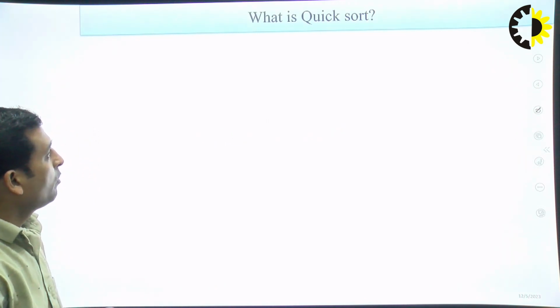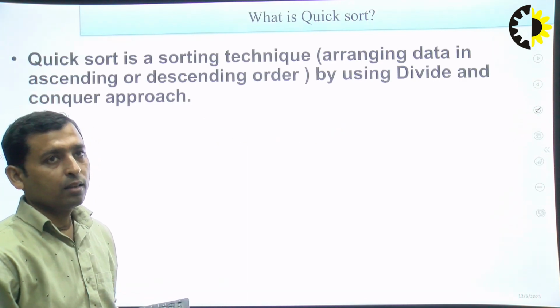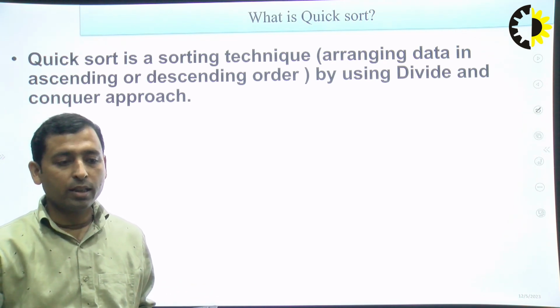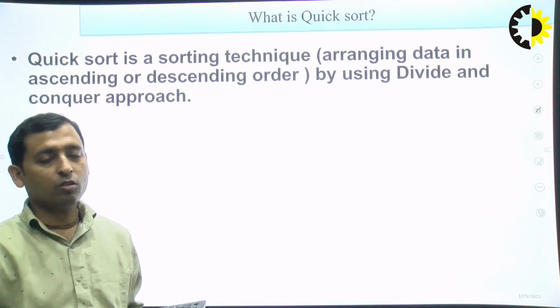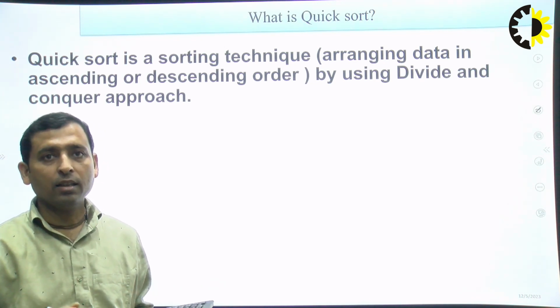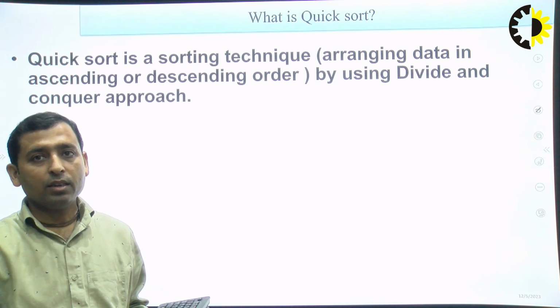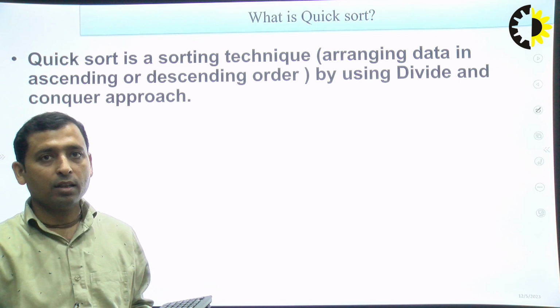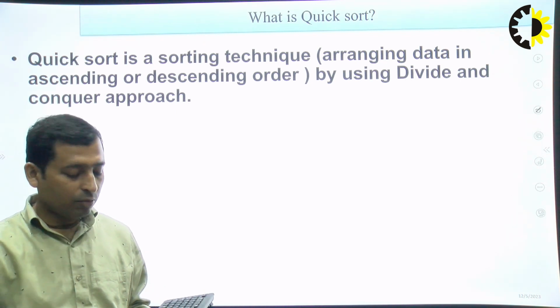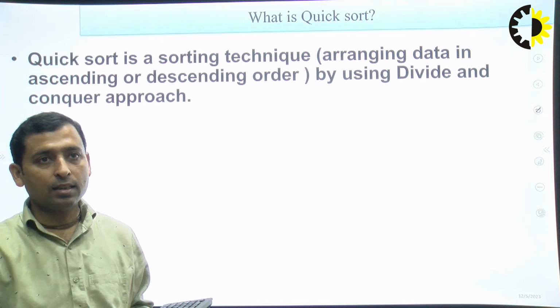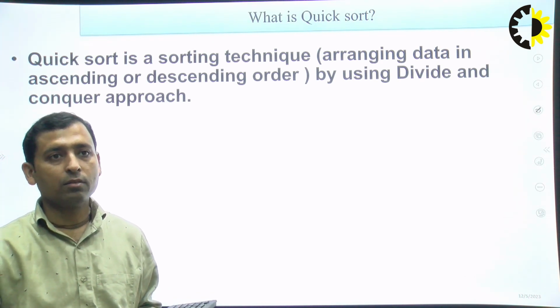Now, what is quicksort? Quicksort is a sorting technique. There are many sorting techniques, of which quicksort is one, and this is the most important sorting technique, and a very fast technique. It works on the divide and conquer approach. And we also know what sorting is: sorting is arranging data in ascending or descending order.